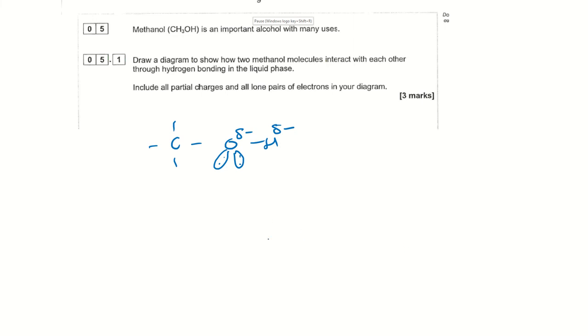Now where is the interaction? Well, if I take another molecule of methanol, and I do the same, delta positive, the hydrogen bond runs from the lone pair to the delta positive hydrogen. That's where it runs, that's where they want you to show the hydrogen bonding, okay?